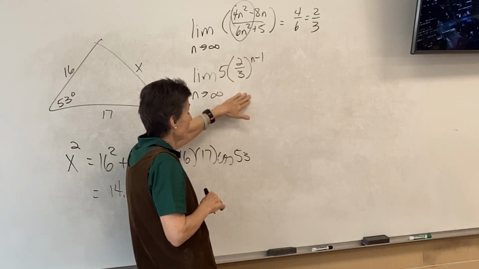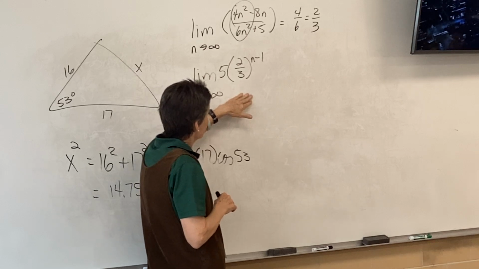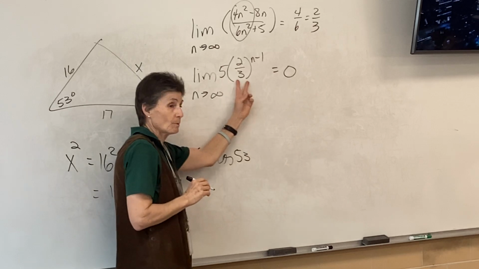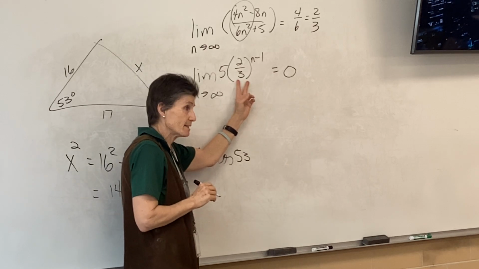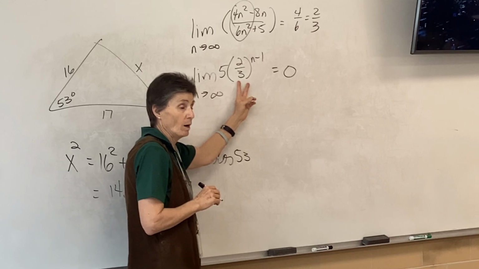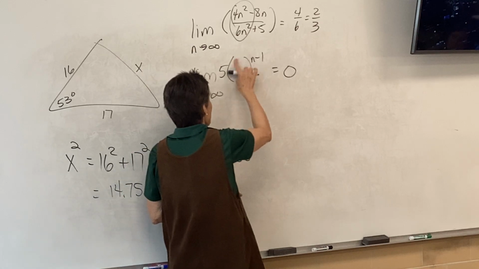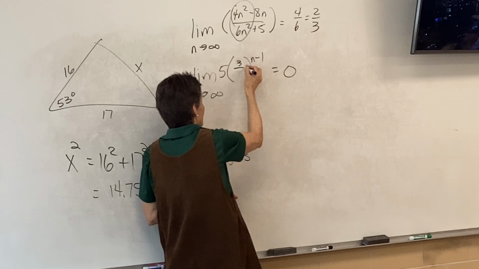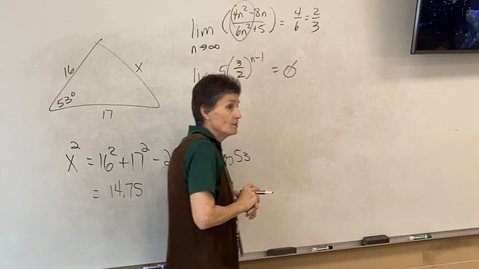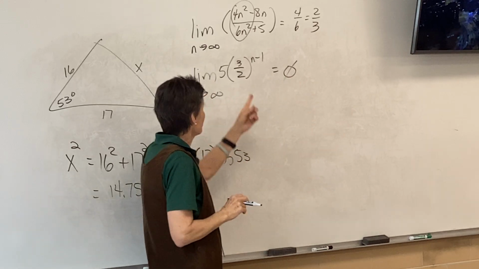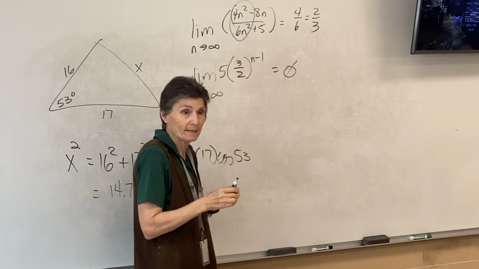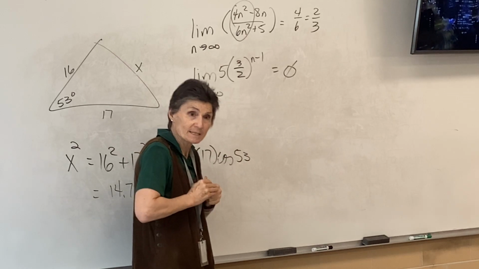All right, what's the limit here? 0. Why is the limit 0? Because that number right there, this is where my eyes are focused, this number right here is less than 1. If I turn this upside down and made this a 3/2, then there would be no limit. Because if that number is bigger than 1, there's no limit. The terms are getting bigger and bigger and bigger instead of smaller and smaller.